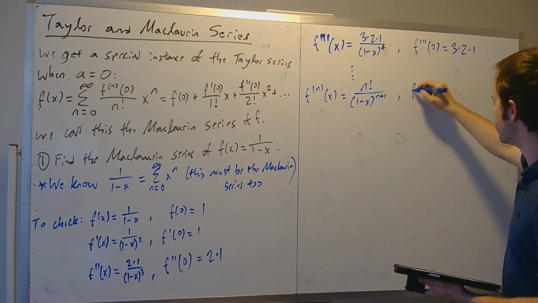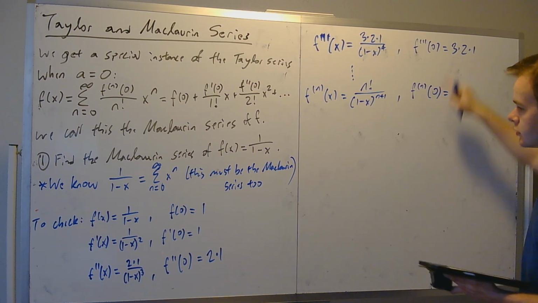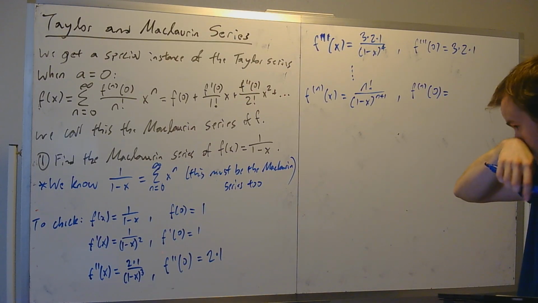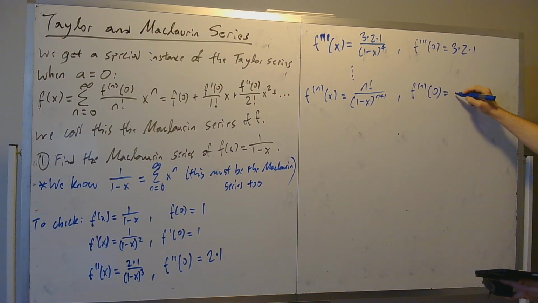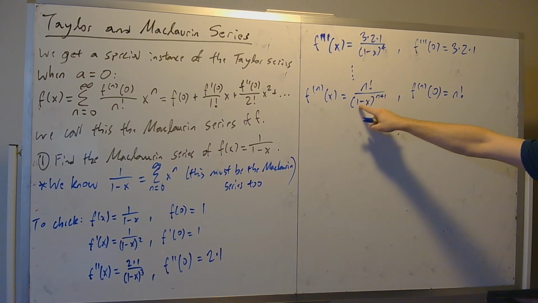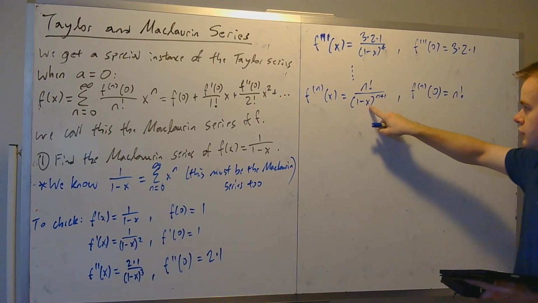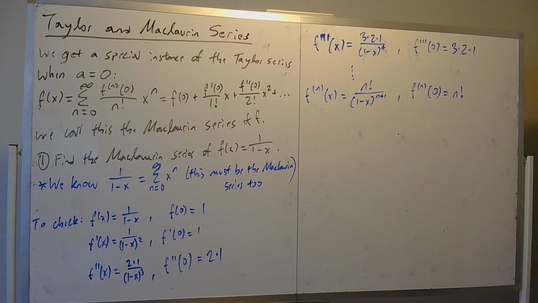And if we have the nth derivative evaluated at 0, again, you can kind of guess using the pattern here. Here we had 3 factorial for the third derivative, so it makes sense if here we have n factorial. So that was just going off of the pattern, but the other way to see it would be to actually plug in 0 here. If you plug in 0, you're going to get n factorial.